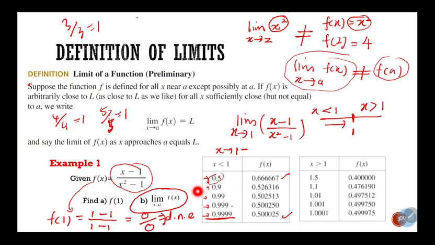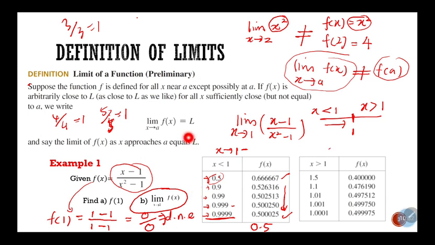If we add more, do you see the pattern? It converges to a value. Can you see the pattern here, from 0.6667 when x equals 0.5, but when x equals 0.99 it starts at 0.502513. When x equals 0.9999 then 0.50025. So it becomes closer to what value here? 0.5. Do you agree with me? Okay. And the same goes here.